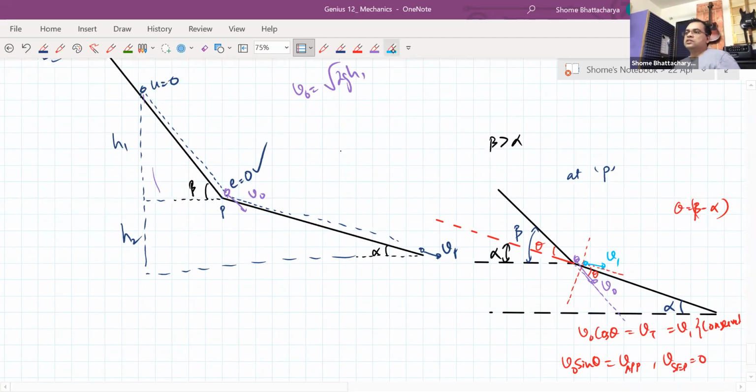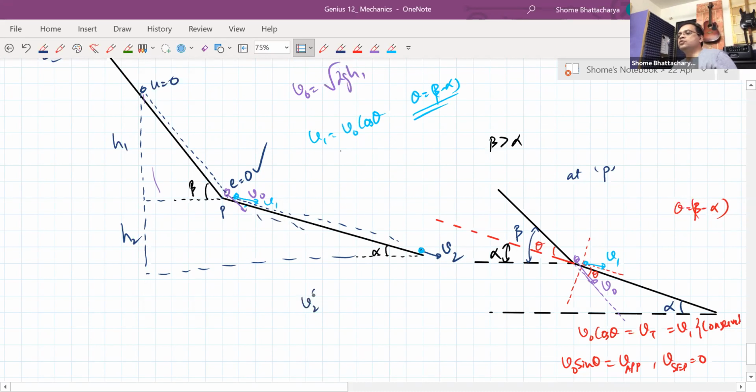So once I've got this, now I can see that the velocity just after impact, V1, will become V0 cos theta, where theta is beta minus alpha. And then of course from here to here again I'll apply work energy. So let's say by the time it reaches here, the speed becomes V2. This is a smooth surface. The first one is also a smooth surface. So V2 square will be equal to V1 square plus 2 g h2.